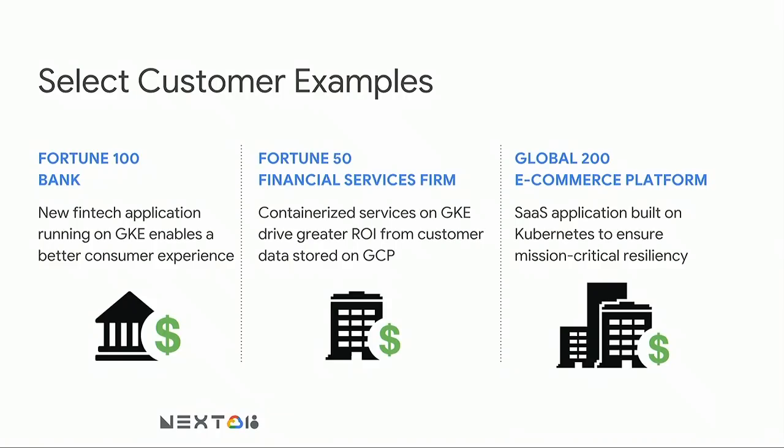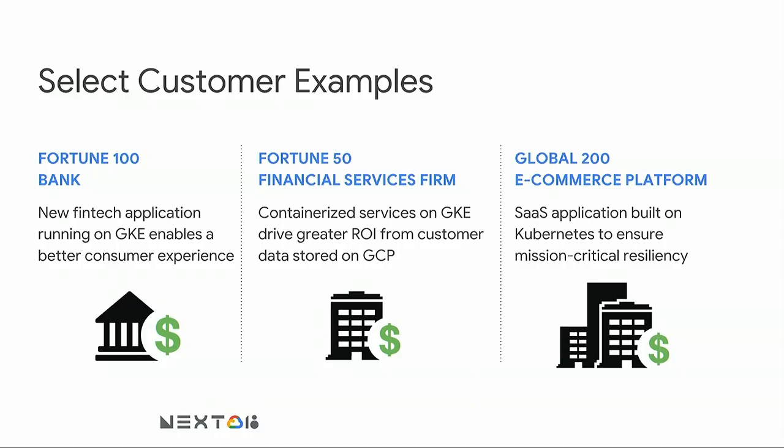I'm excited this morning to share 3 examples of how the combination of GKE and StackRox together has successfully enabled enterprises to navigate these concerns. In the first example, we've worked with a Fortune 100 bank. That bank has a line of business that's leading the bank's digital transformation efforts to reimagine the consumer experience. And to do that, they've built an entirely new investment management application that runs on hundreds of nodes in GKE.